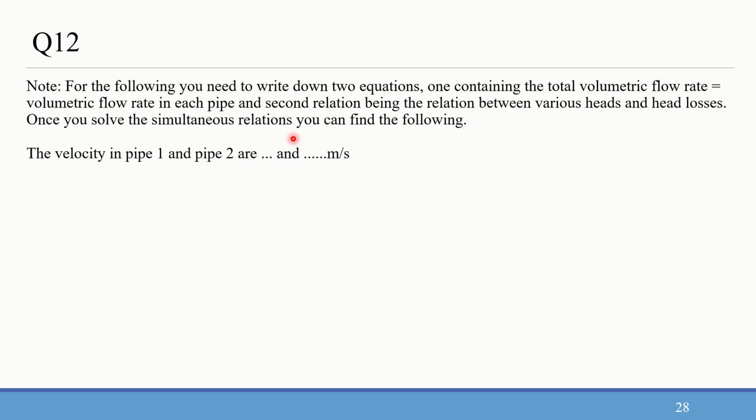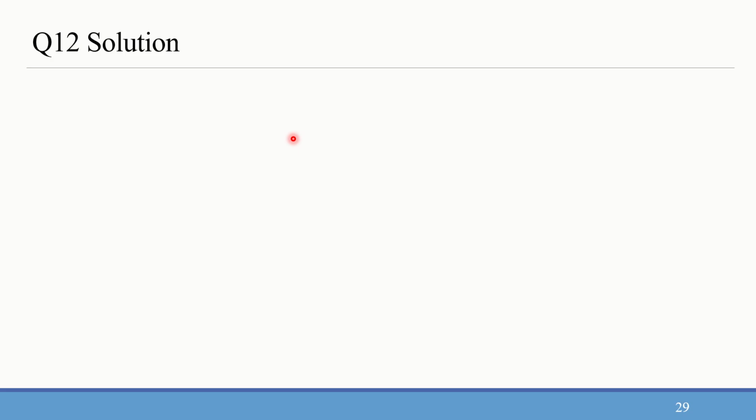So that will be equal to Q1 plus Q2. Q1 is the volumetric flow rate of fluid in pipe 1, and Q2 is the volumetric flow rate in pipe 2. So Q1 plus Q2 gives us the total flow rate, and H1 is equal to H2. Here we just need to use these two relations and get the values. Once we solve these two, we can get all other values. So we'll start the solution.